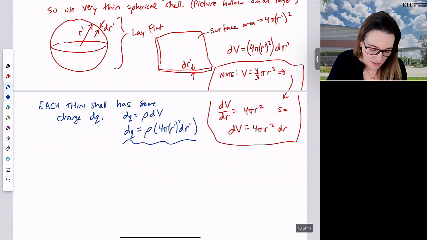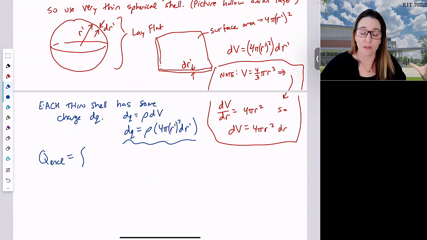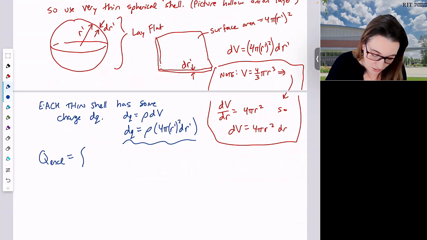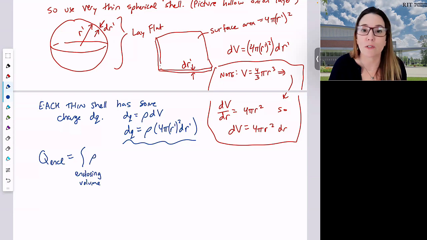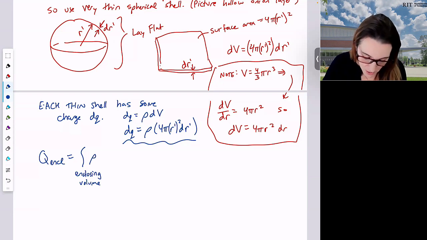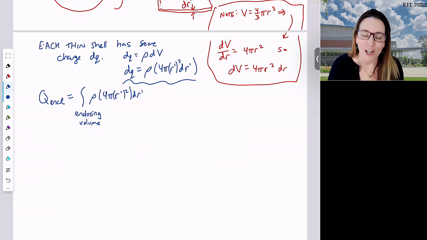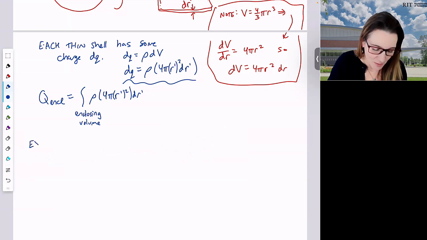And so I can then get Q enclosed from adding up, and now I'm going to be adding up again over all the volume, right? So I'm going to be adding up from wherever I'm enclosing charge, so that's going to be my enclosing volume for rho, which is some function you would have to be given in the problem, and then times 4 pi r prime quantity squared dr prime. Okay, so let's go ahead and do a quick example of this.